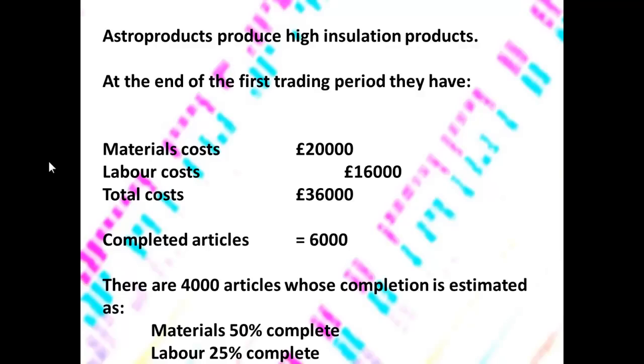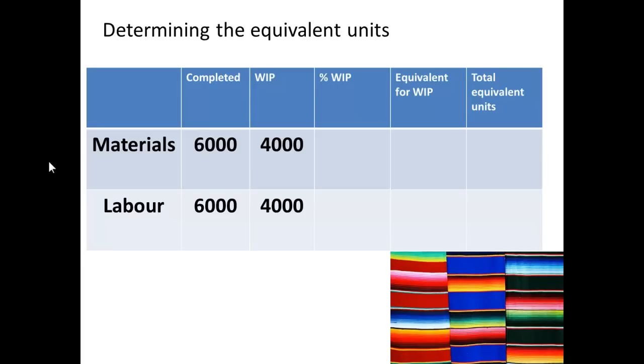Now let's consider another example. Astro Products, producing high insulation materials. At the end of their period they've got 20,000 materials cost, 16,000 labour, total cost 36,000, and completed articles 6,400 articles whose completion is estimated as materials 50% complete, labour 25% complete. So we're now dealing with this in terms of materials and in terms of labour.